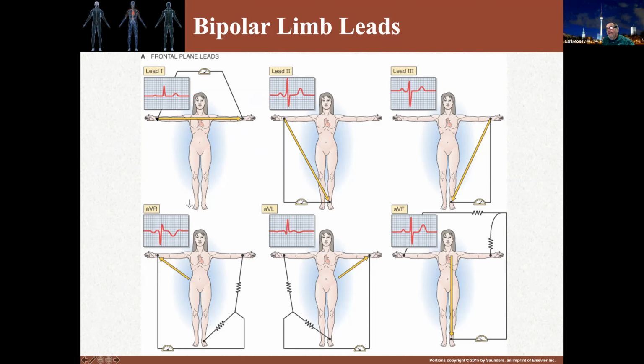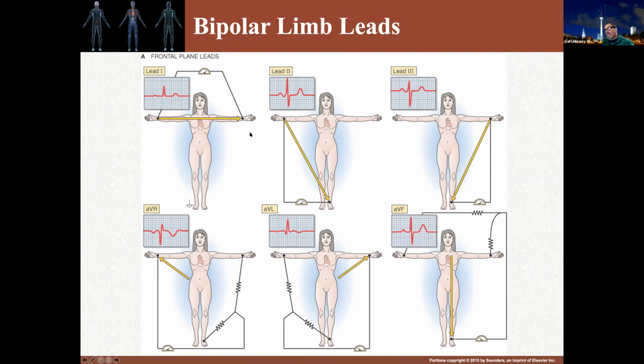And what we have here is an electrode on the right arm, an electrode on the left arm. And notice this runs directly across the heart. And we're running from negative terminal to positive terminal. Negative terminal on the right arm, positive terminal on the left arm. That's lead 1.